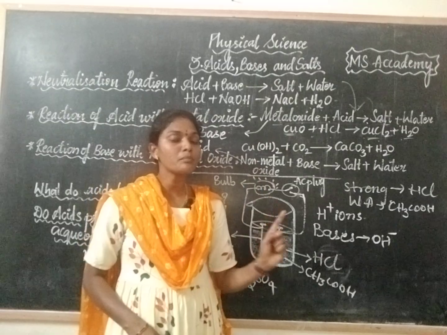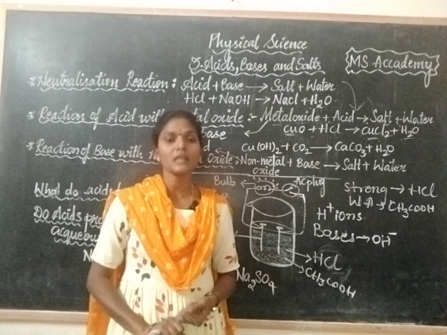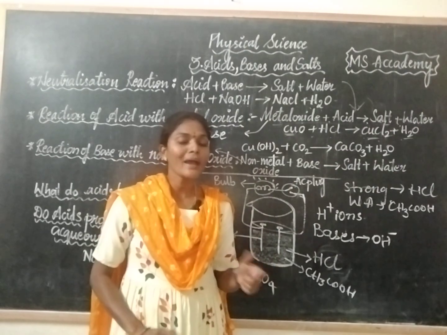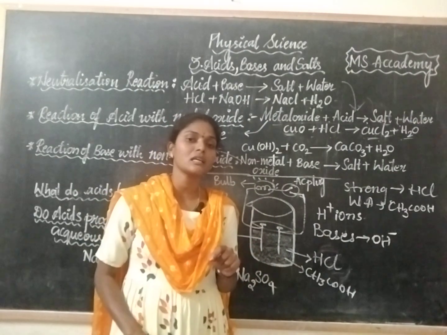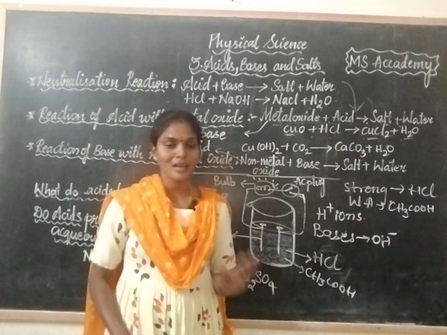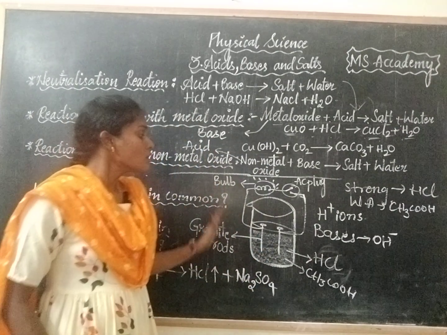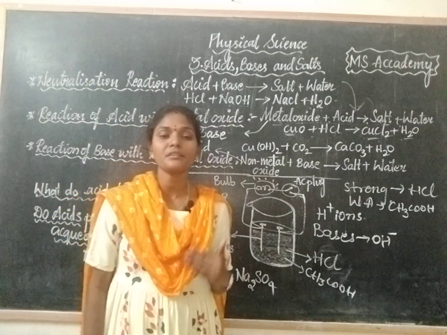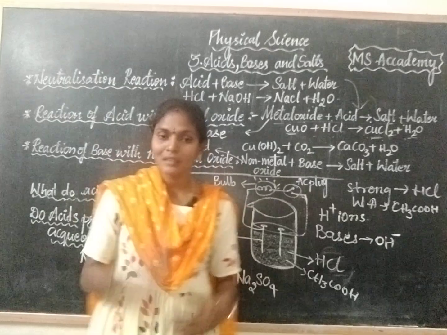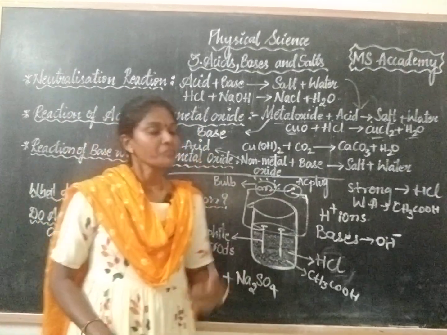Why does the bulb glow with more intensity in HCl? Because HCl contains more H plus ions. Why does the bulb glow with less intensity in acetic acid? Because acetic acid contains fewer H plus ions. Understood everyone? So this activity can be asked in different ways. What is the first? What do acids have in common? For that we have to do the same activity.